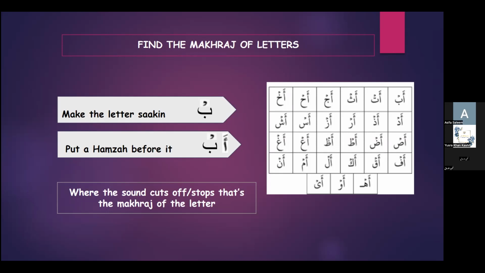Here I've used the letter ba, for example, and I put the hamza before it, and if I say ab, I'll see the sound is stopping at my lips. That means the lips are the makhraj for the letter ba, because the sound is cut off or stopped at this place. Likewise, you can try with all other letters and try to understand where the sound of the letter is stopped.